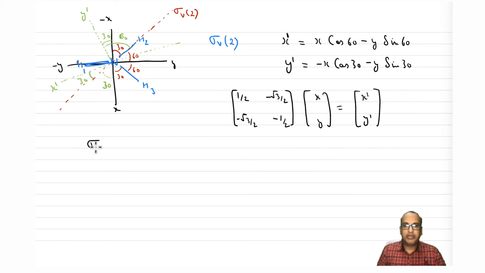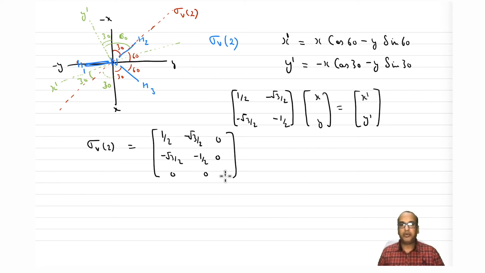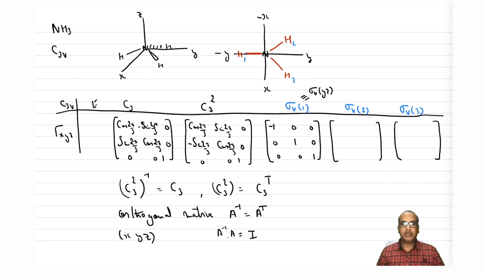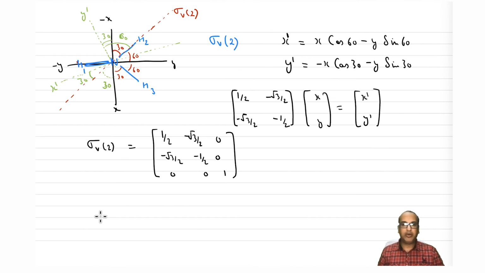So how do we write sigma v2? Complete sigma v2 can be written as 1 by 2, minus root 3 by 2, 0, minus root 3 by 2, minus half, 0, 0, 0, 1. So this last column and row are added to show that z does not change. We had already written sigma v1, and now we also have sigma v2. Now let's see how we write sigma v3.